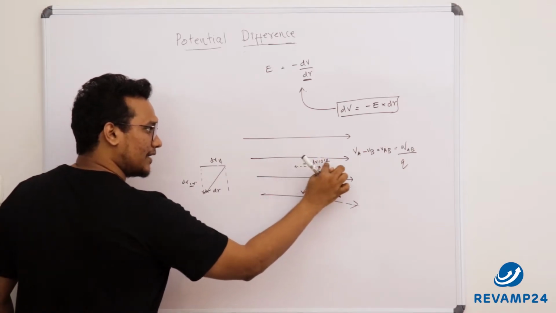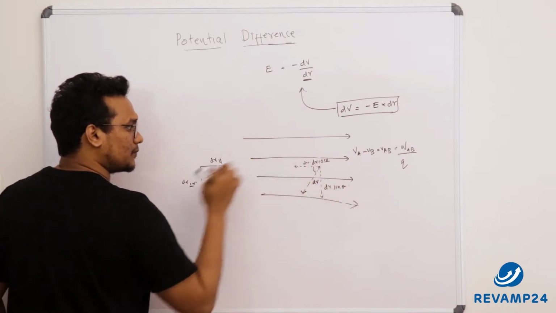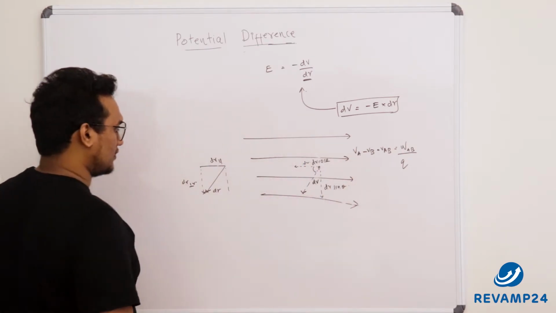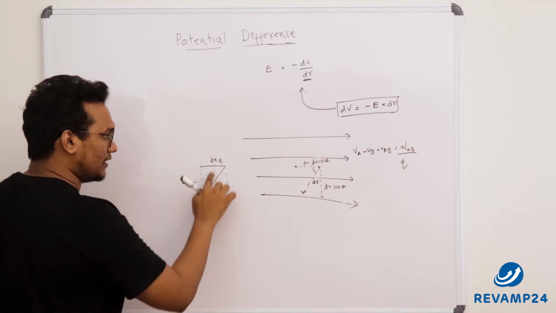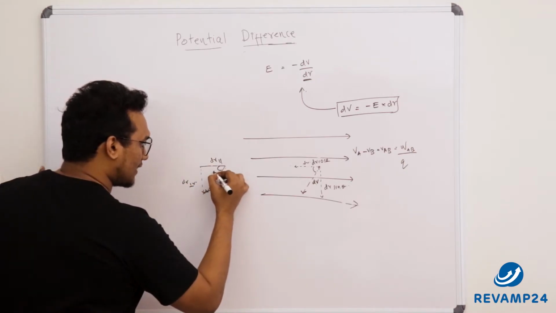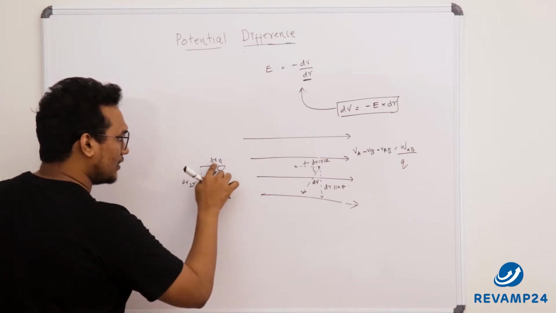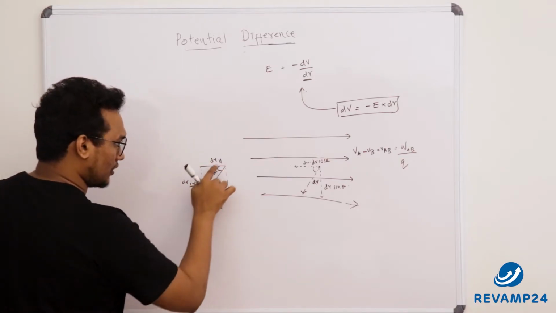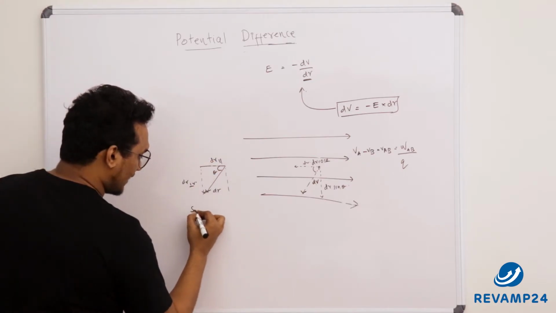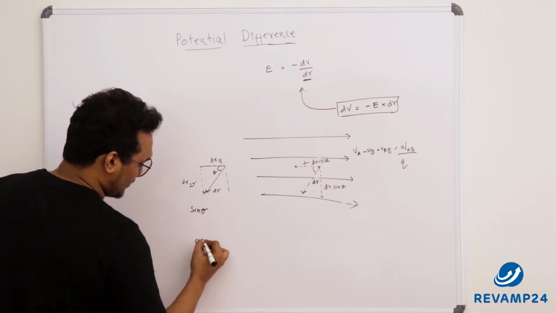Parallel component means parallel with respect to E. So this component is basically parallel with respect to E, right? And this component is perpendicular with respect to E. So anyway, dr has been split into dr parallel and dr perpendicular. Now if this angle is given, how will you get the value of dr parallel and dr perpendicular? You can use sin theta and cos theta.